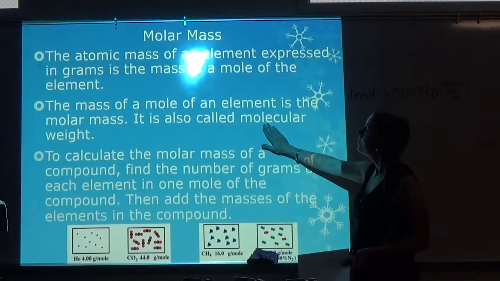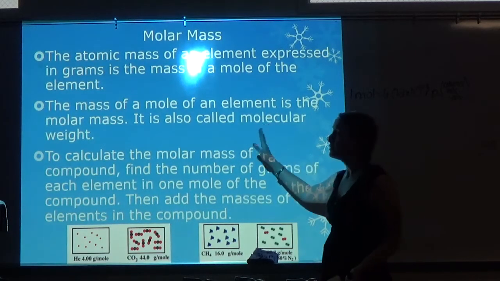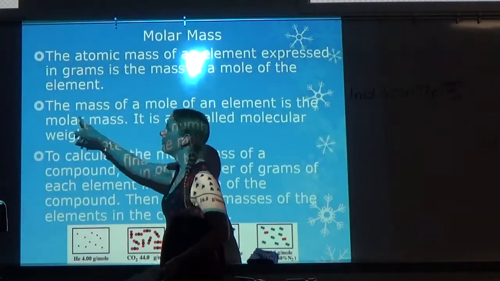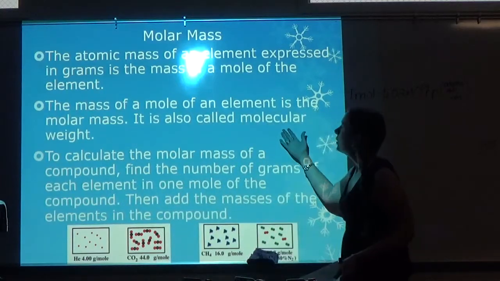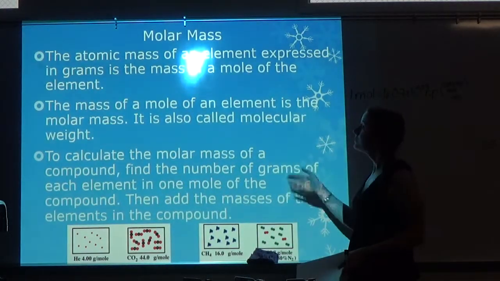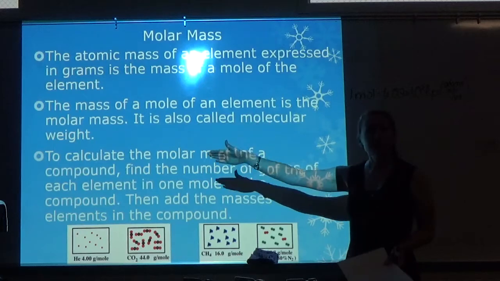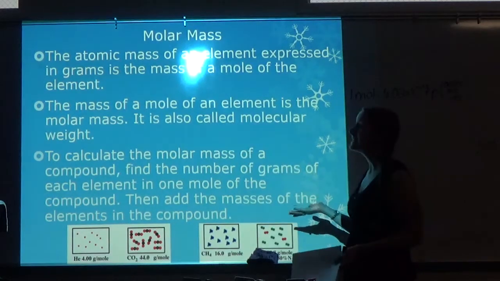So the mass of a mole of an element is called the molar mass. So molar mass is just the mass of 1 mole of a substance. It is also called the molecular weight. So sometimes you'll see it called molecular weight, sometimes you'll see it called molar mass. They mean the same thing.